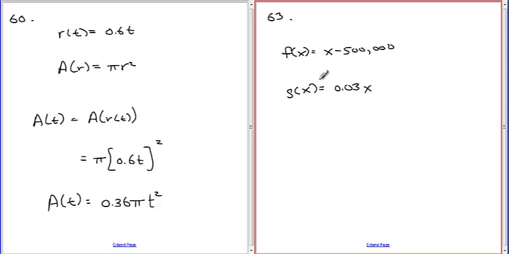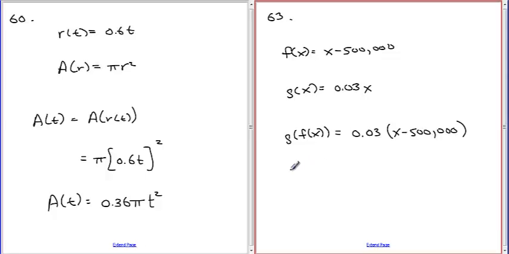So to find your bonus, you would do g of f of x, because you're taking 3% of your sales over $500,000. So it would be 0.03 times x minus 500,000. So that's your bonus. And it says, which of the following represents your bonus? Okay, we just answered the question. It's g of f of x instead of f of g of x.